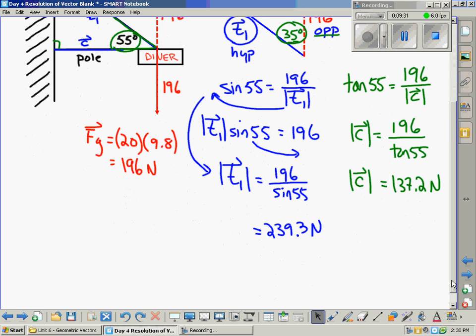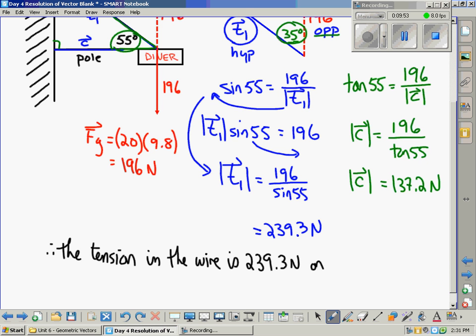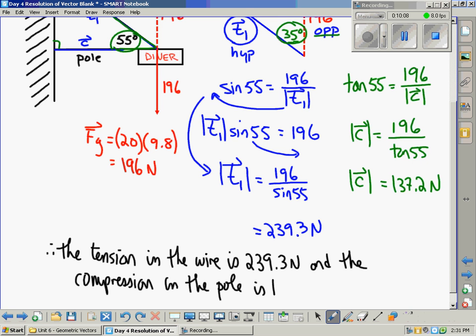So you can check both those in your calculator, but now we can answer the question and say the tension in the wire is 239.3 newtons, and the compression in the pole is 137.2 newtons. So hopefully you'll see that today's questions aren't very different than the ones we've done before.